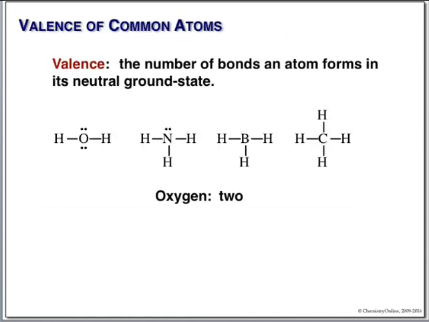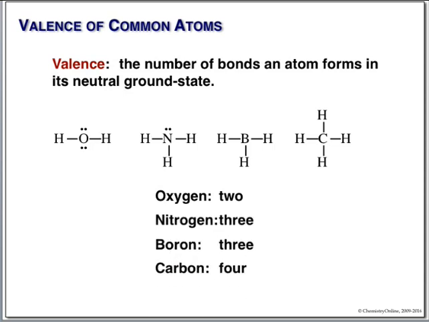Let's start off with the concept of valence. We've talked about this before. In its ground state, its most stable state, elements will form a number of covalent bonds. Oxygen tends to form two. We have two unshared pairs of electrons, so it has an octet. Nitrogen will form three. The geometry here is pyramidal, but it's actually tetrahedral for electron pair if you count the unshared pair.